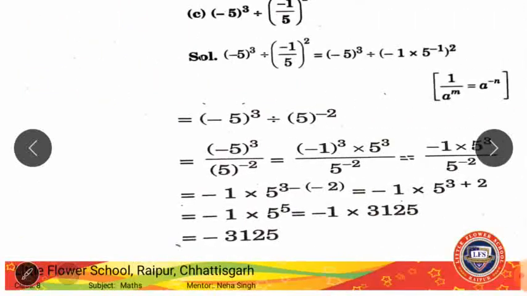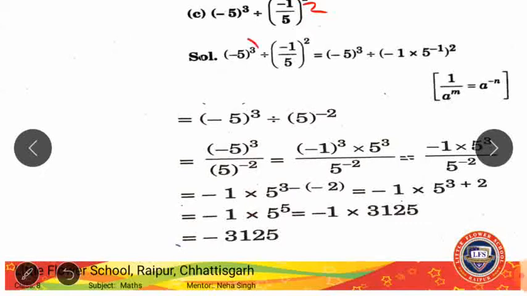Moving on to the third question: minus 5 power cube into minus 1 by 5 power square. This is the question. Again, we can solve it with both methods which I told in the previous question. I am going to explain it with the first method.